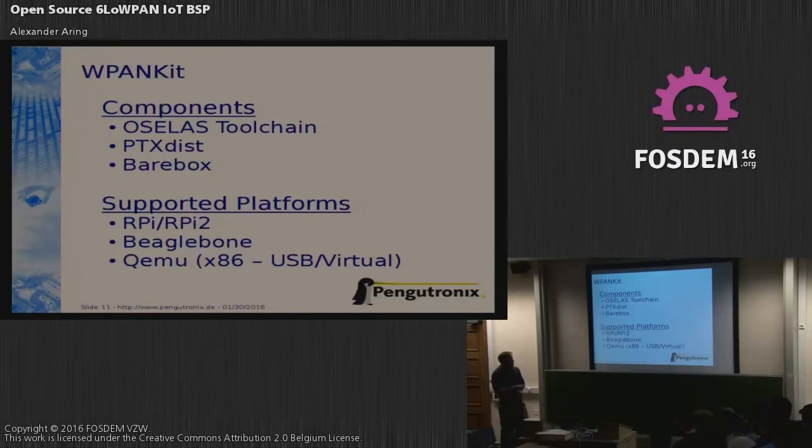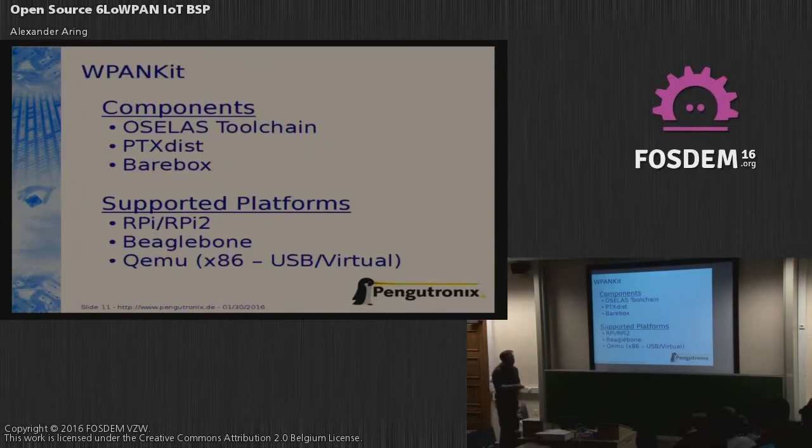We support the platforms for the VPN kit, which are the Raspberry Pi 1, the Raspberry Pi 2, and the BeagleBone, and for QEMU we have some x86 emulation. I personally use it only for USB, because fighting with USB on the mainline state for this Raspberry Pi is very difficult. Sometimes it works, sometimes it doesn't.